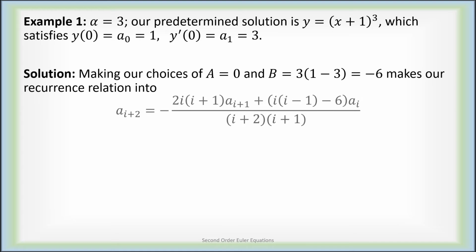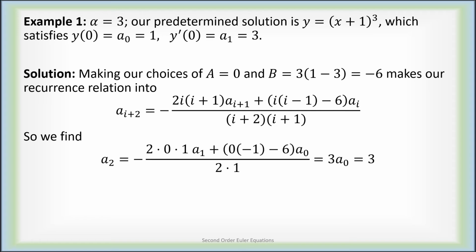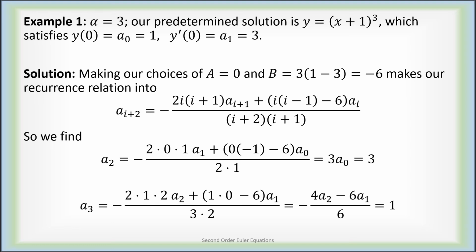So then the recurrence relation becomes as follows. Here is our alpha times (1 minus alpha), and with capital A being 0, any term that had that in it vanished. So now we can find a sub 2. By setting i equals 0, this vanishes here, this vanishes there. However, we do have this minus 6 hanging around, so not everything vanished. We work out a sub 2 is 3. Then by letting i equal 1, we will find that a sub 3 is 1.